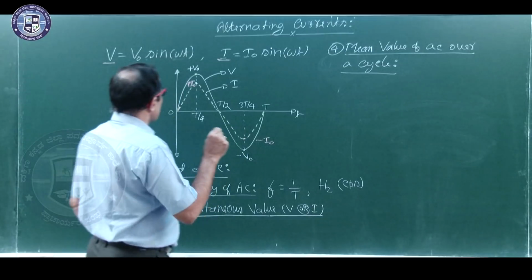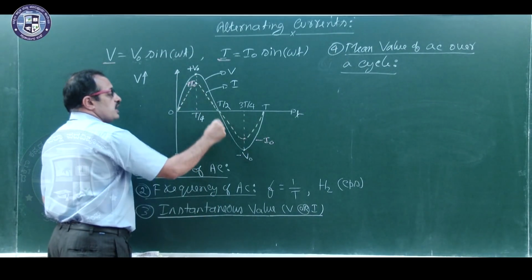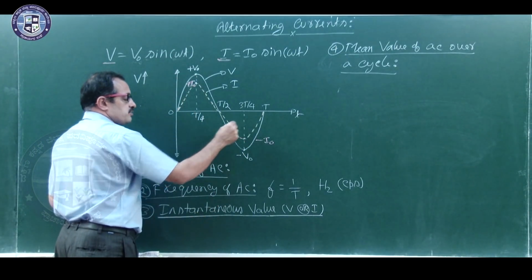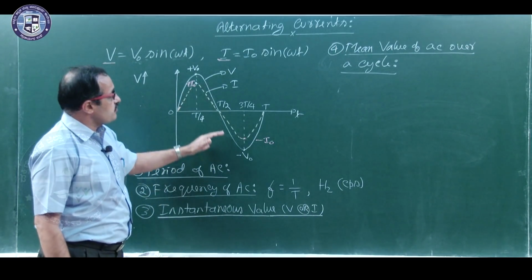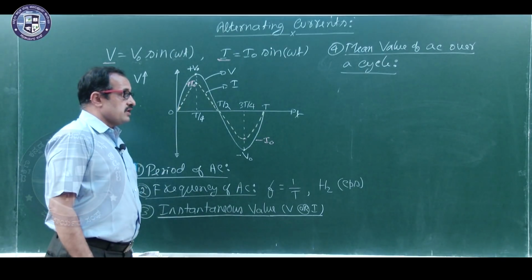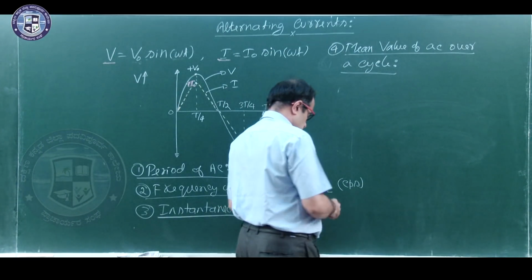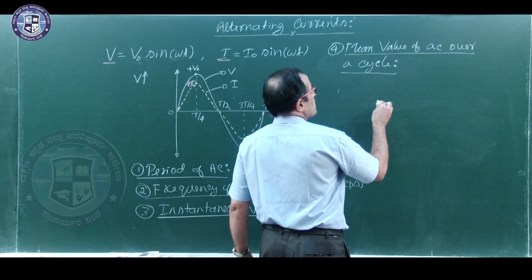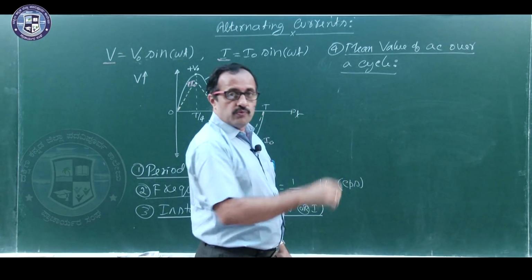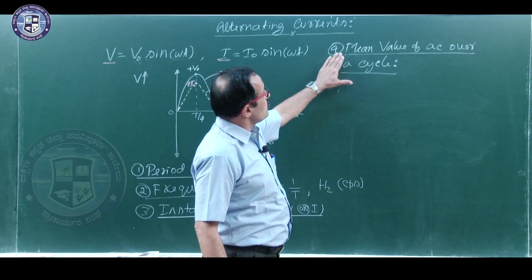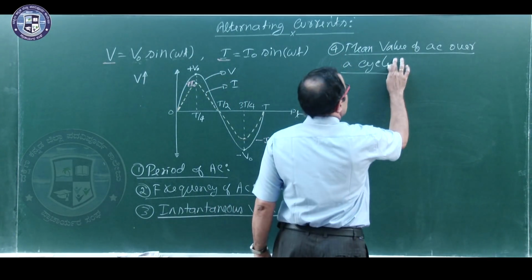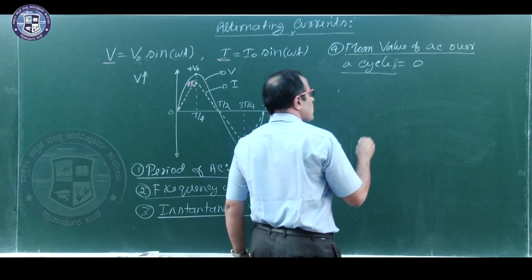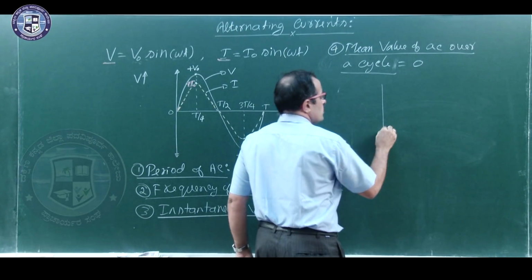Like that, here voltage changes with time, current changes with time. Therefore, we try to find out what is the average value of AC over the complete cycle. Now, what is the answer? The answer is 0. The average value or mean value of AC over the complete cycle is always equal to 0. Now, what is the reason for 0?